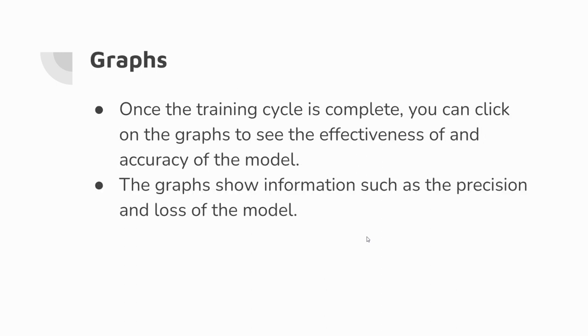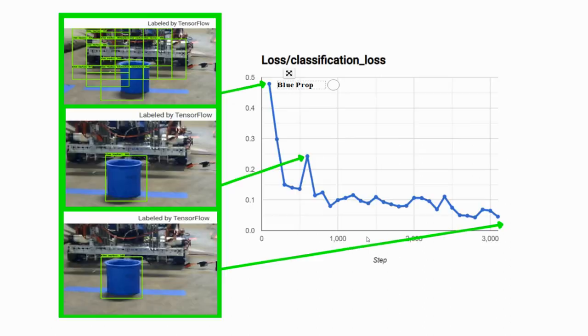Once the training cycle is complete, you can click on the graphs to see the effectiveness and the accuracy of the model. The graphs show information such as the precision and loss of the model. Here are some of our graphs from this year.